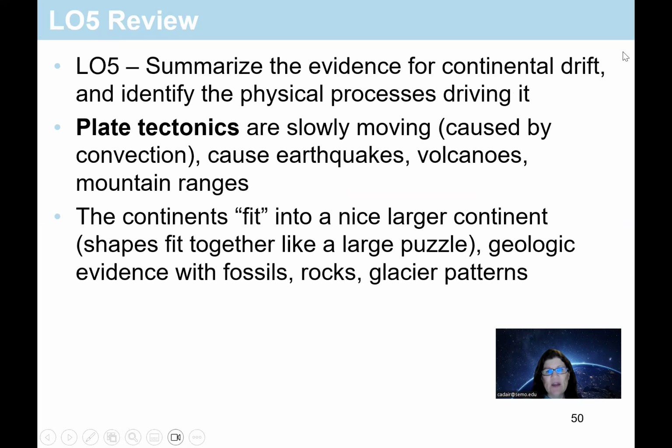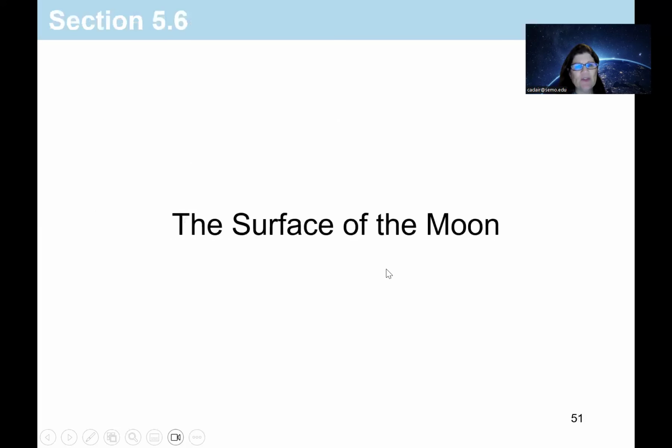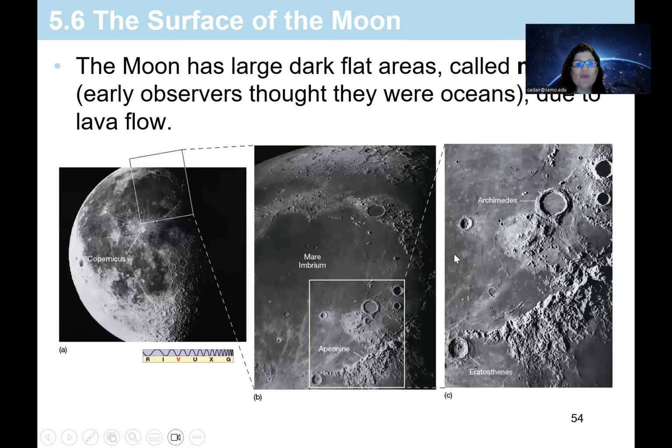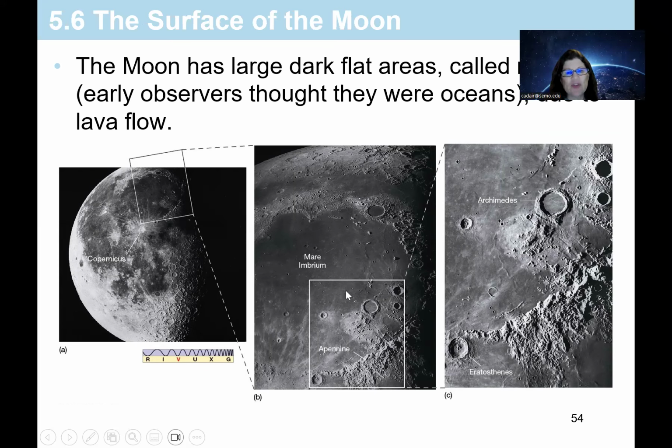So plate tectonics, they're slowly moving the plates. They cause earthquakes and volcanoes and mountain ranges. Okay. The surface of the moon is a little interesting, not as interesting as Earth, but we'll describe how dynamic events early in the moon's history formed some of its major features. So the moon has large, dark, flat areas called maria. Early observers thought they were oceans, but we now think they're due to lava flow.